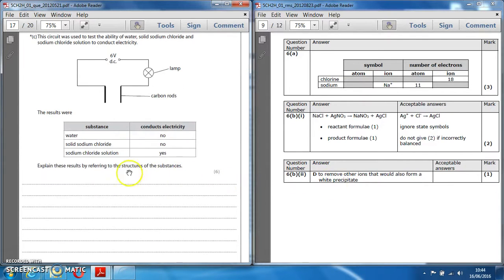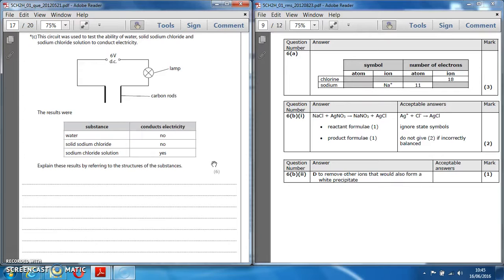So it says, explain the results by referring to the structures of these substances. So water, for example, is a covalent substance. The particles are free to move around, which is good towards conducting electricity, but there's no charged particles, electrons or ions, so it can't conduct the electricity. Sodium chloride is ionic. Now, as a solid, it does have ions, which would allow it to conduct electricity, but they are trapped in place like solid particles are. They can't move, so they are just vibrating in place. So it can't conduct electricity.